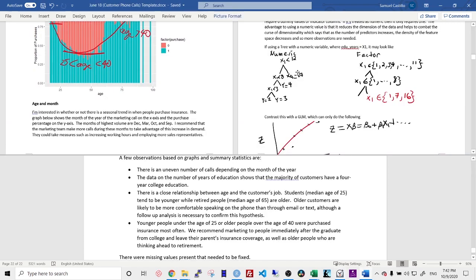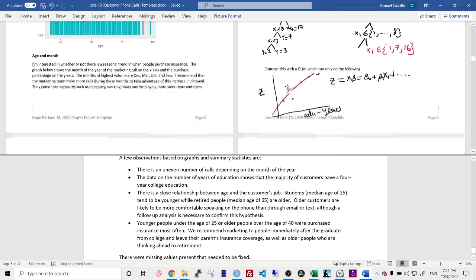And don't worry about all of these markups, these pen markings. These are just for the lesson video. These wouldn't be included in the actual report. So just ignore them when you're writing your document.